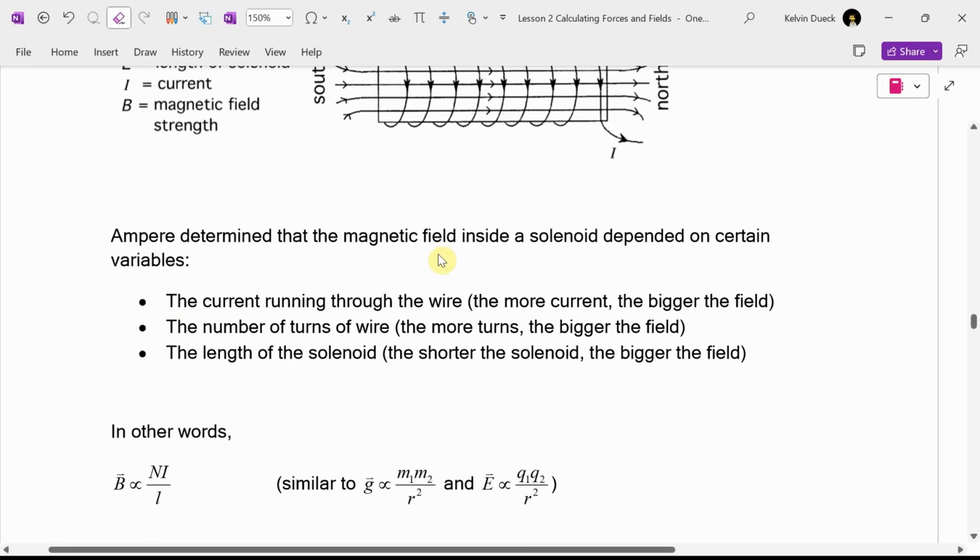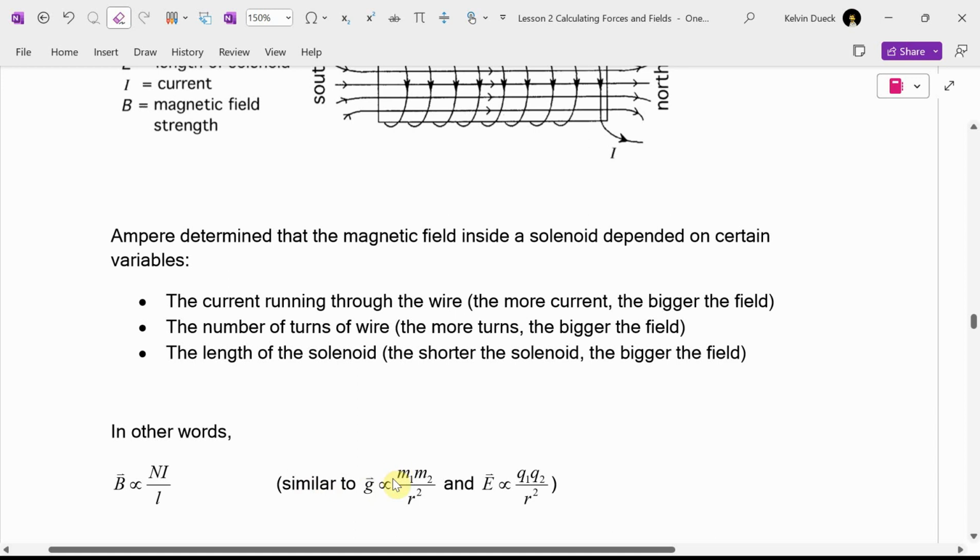Ampere determined that the magnetic field inside a solenoid depended on certain variables. He found that more current, stronger field, so I is going to be on the top. He found that more turns of wire, stronger field, so N is going to be on the top of the equation. He found that a shorter solenoid, the more you compress the wires, the stronger the magnetic field. L is going to be on the bottom. So he found magnetic field was proportional to N times I divided by L.